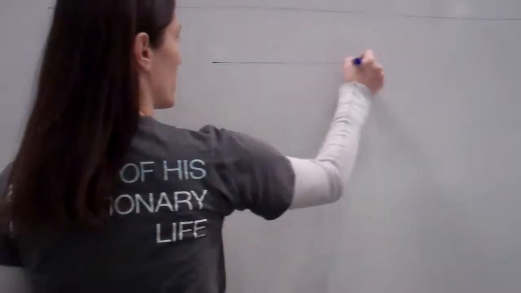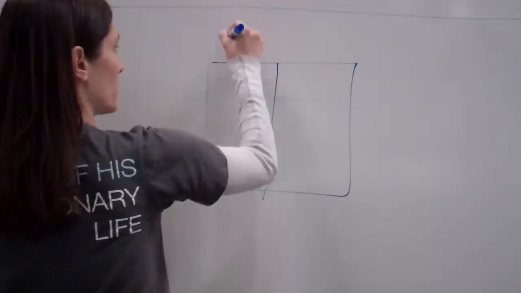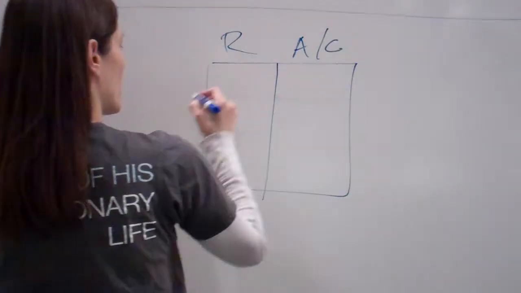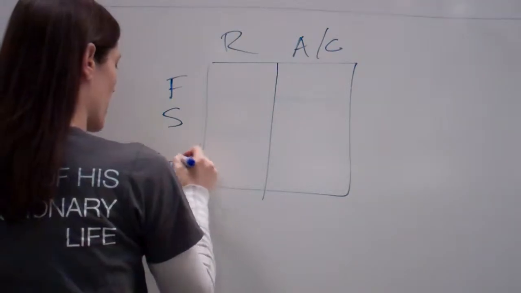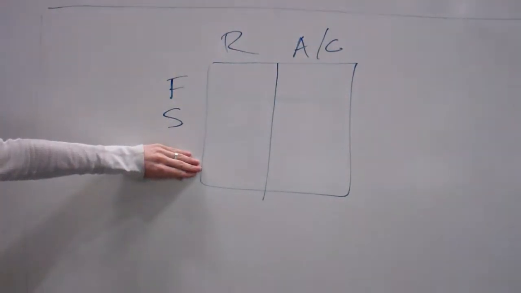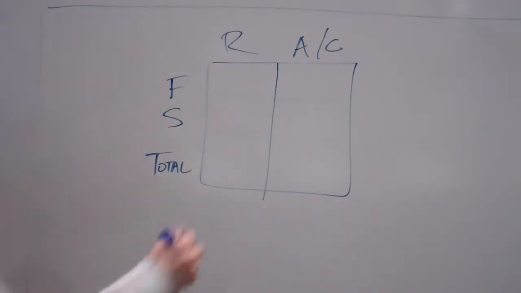Let's try another one. These are not real hard. All right, this one says a ratio of football players to soccer players. Draw your ratio box again. Ratio, actual count. Football to soccer, is that right? Football. And what goes at the bottom? Total, very good. So go ahead and draw your box.